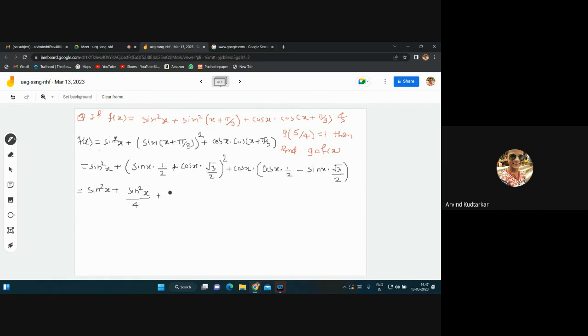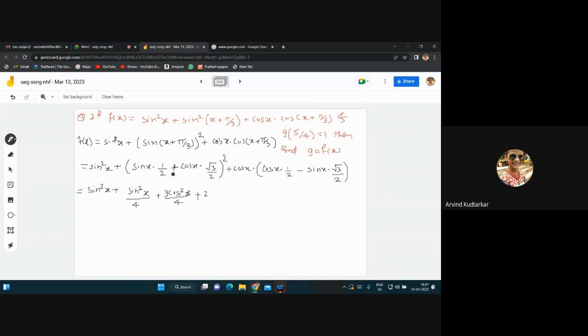That means cos square x into 3 by 4. So this is 3 by 4 cos square x. Plus twice into cos of A into cos of B.